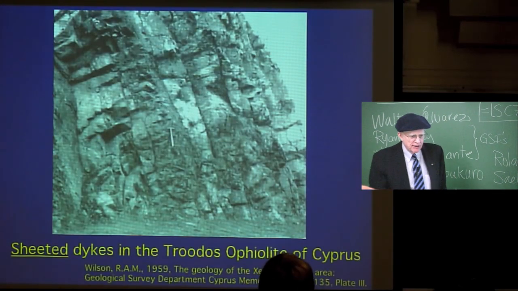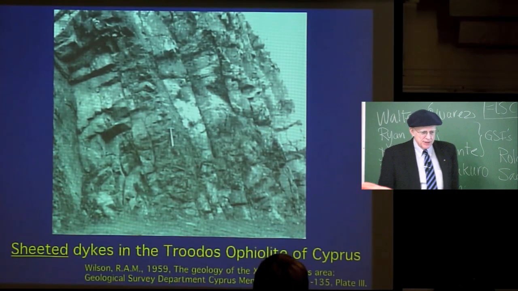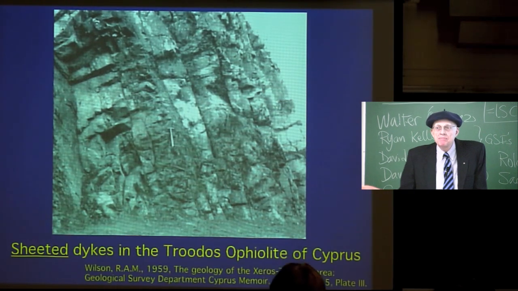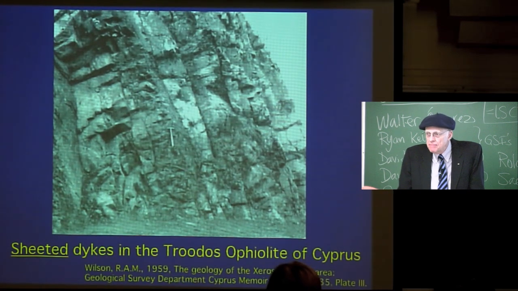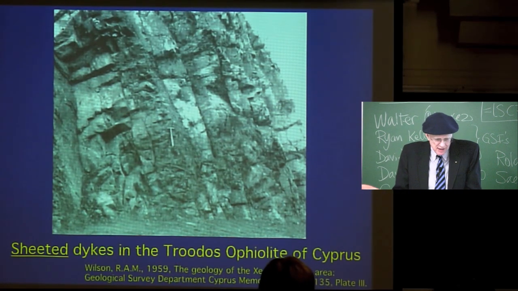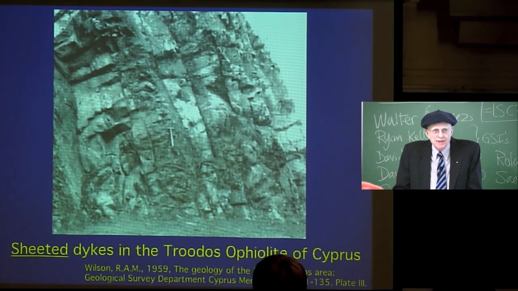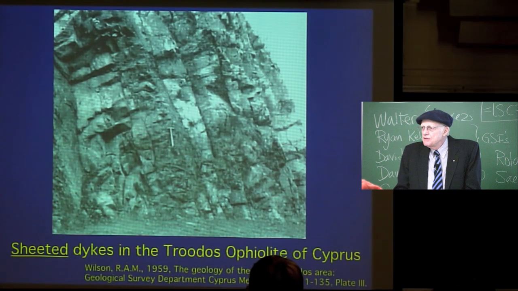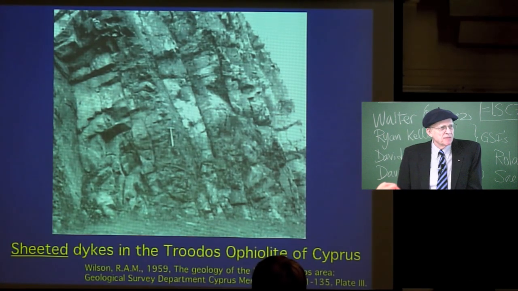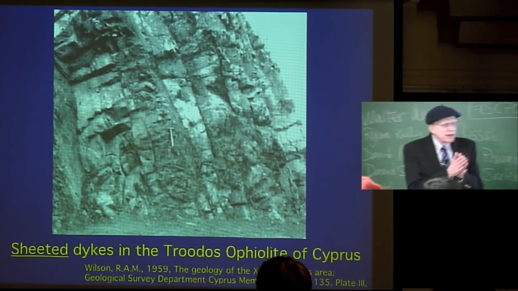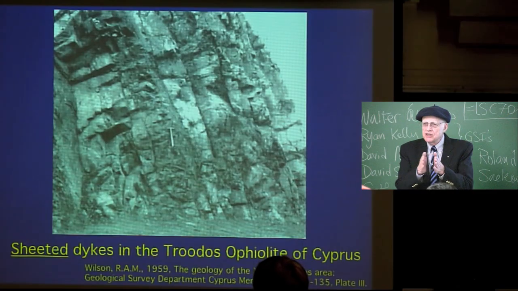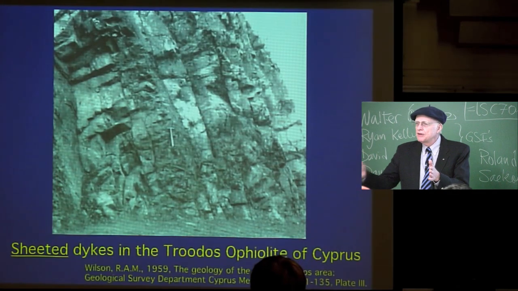So Eldridge then, looking through this 1959 mapping study of Cyprus, sees that there are things called sheeted dikes. And as he reads through this, and now the hair's really standing up on the back of his neck, he realizes that sheeted dikes is just one dike after another, after another, after another.